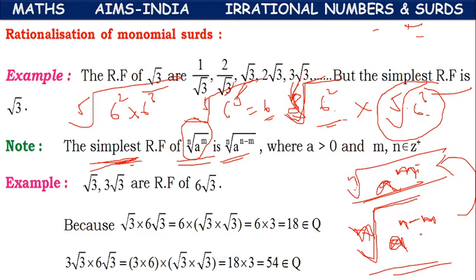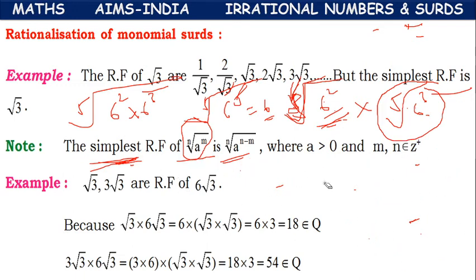But how did we get this fifth root of 6 cube? By this formula. Now 6 square they have given. What is its rationalizing factor? It is fifth root 6 square we have been given. For its rationalizing factor, we keep the fifth root like that only, 6 to the power of n minus m. What is n here? 5. What is m here? 2. So fifth root of 6 cube is the rationalizing factor of fifth root of 6 square. Like that we can find the rationalizing factor.